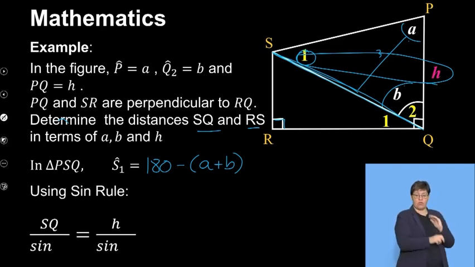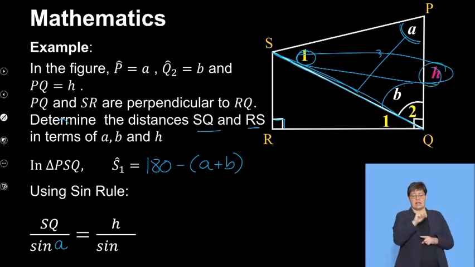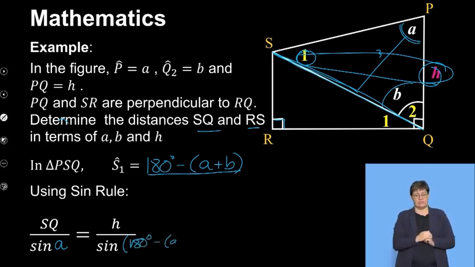Now using the sine rule, we can say that SQ over sine of the angle across it. Across from SQ we have A, and H, that one, over the sine of the angle across it, which was sine of S1. And S1, we had this expression, which was 180 degrees minus A plus B.